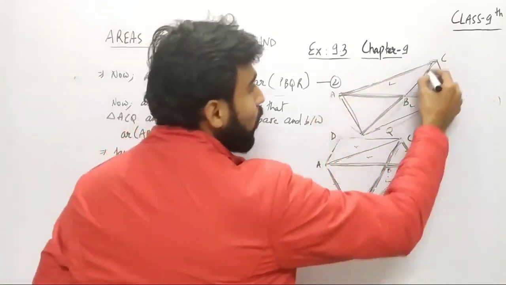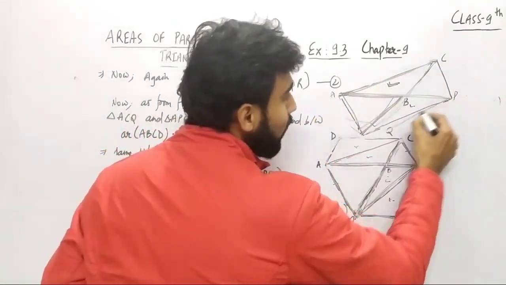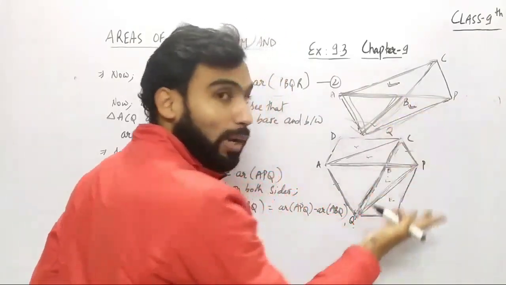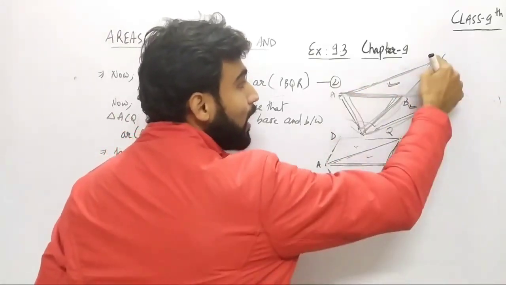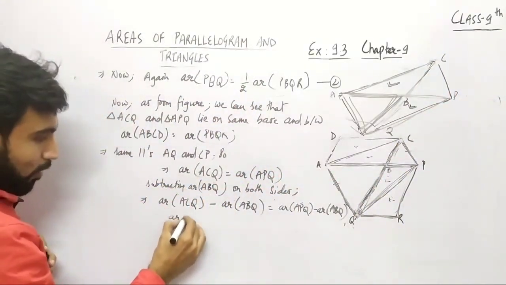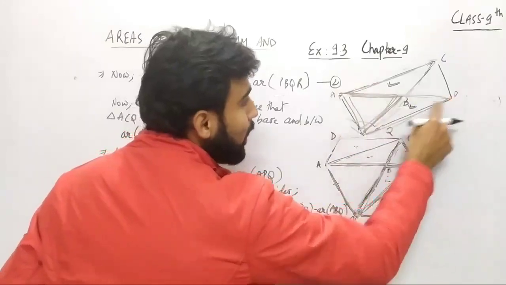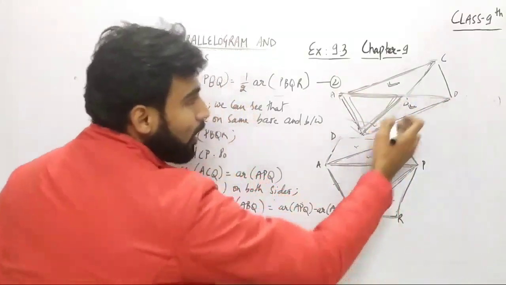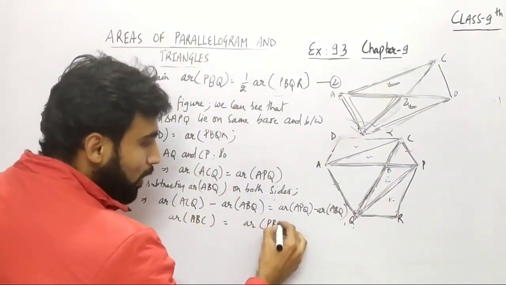You can see if I remove this one from this triangle, this triangle will remain. Then from this bigger triangle, if I remove this one, this triangle will remain, which are required here. So ACQ minus ABQ is ACB, or you can say ABC, right? So that will be equal to ABC, and you can see APQ minus ABQ is PBQ, this triangle, right? So that will be equal to area of triangle PBQ.